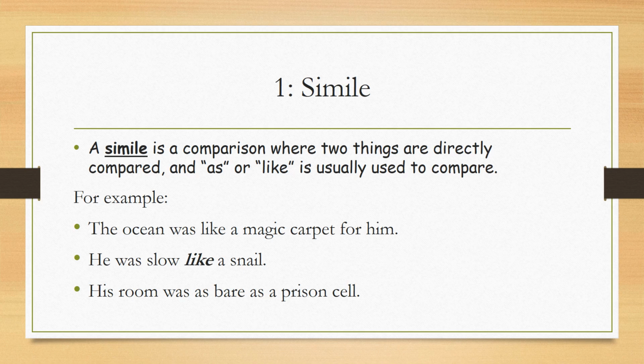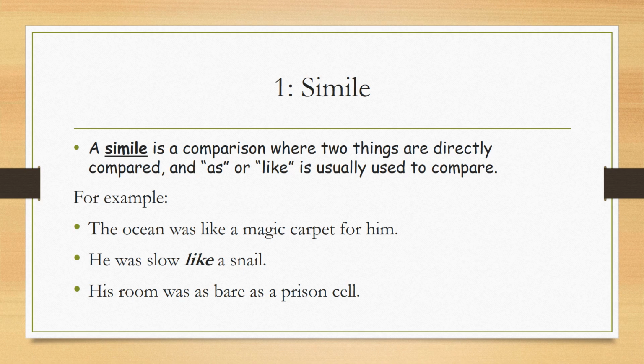In the second sentence, he was slow like a snail. His slow speed is compared with the snail, with the help of the word like. And in the third sentence, look at this. His room was as bare as a prison cell. The size of the room is being compared with the prison cell by using as. So wherever the writer uses the comparison with the help of as or like, it will be called simile.